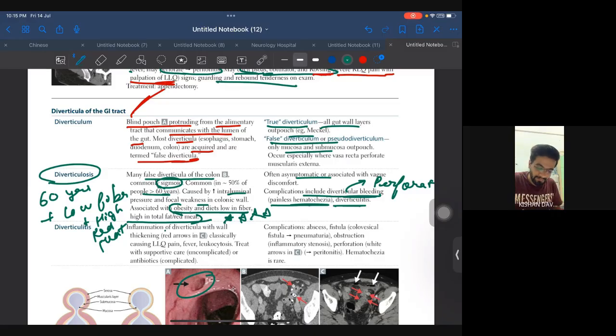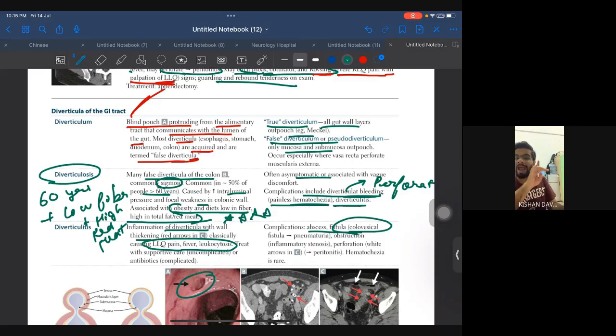Inflammation of diverticula with wall thickening. Left lower quadrant pain, fever, and leukocytosis. How will you distinguish between diverticulosis and diverticulitis? In diverticulitis there will be fever, but in diverticulosis no fever. Complications: abscess, fistula. Here the fistula will be colovesical, whereas in Crohn's it was enterovesical. And obstruction, perforation, peritonitis, hematochezia are there.